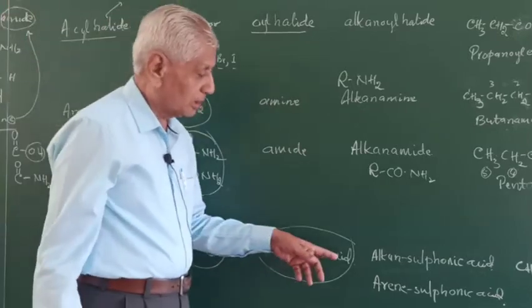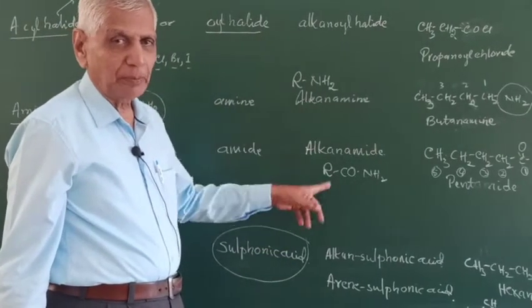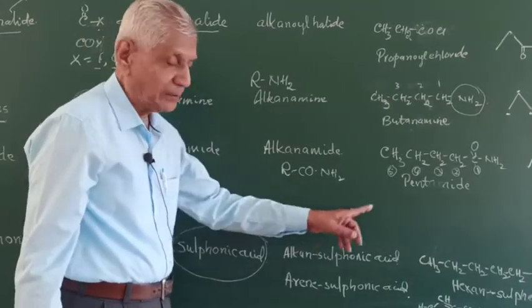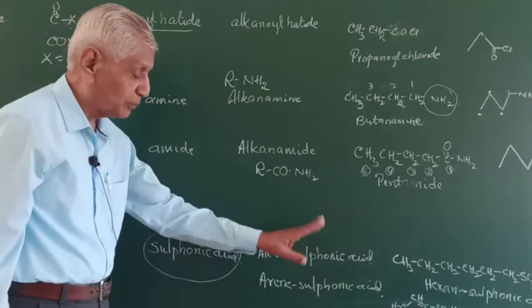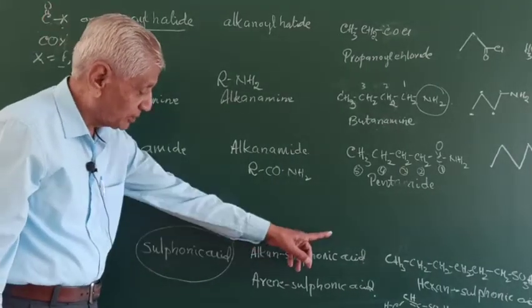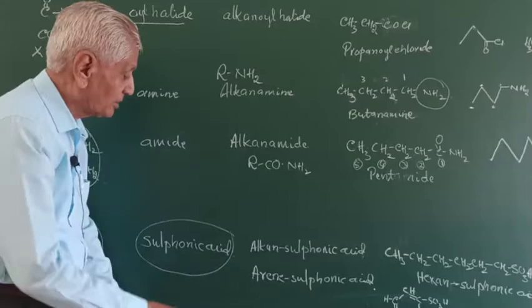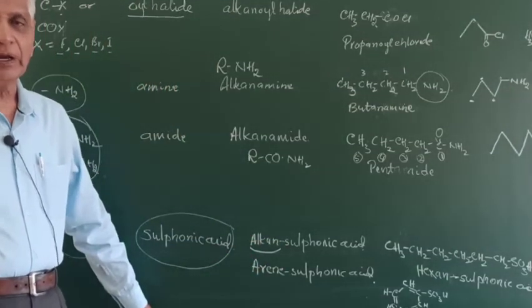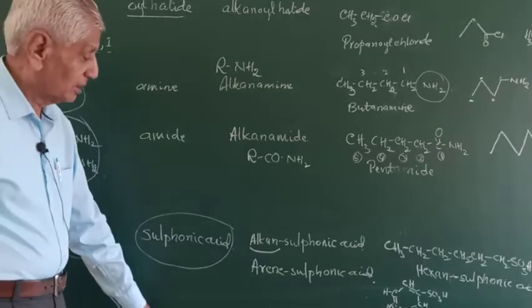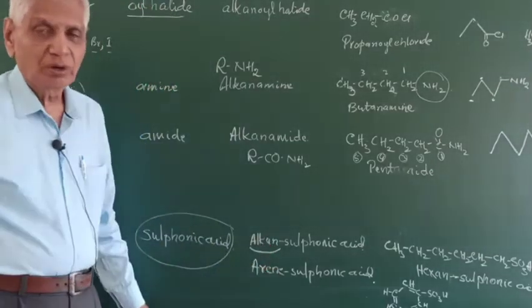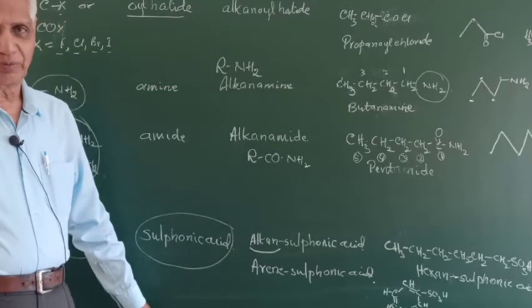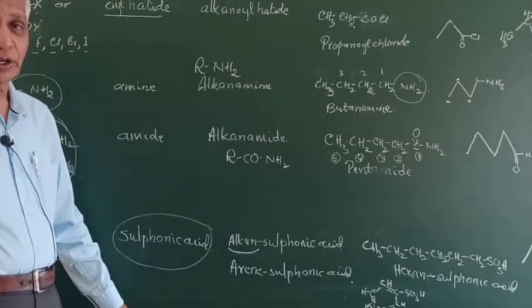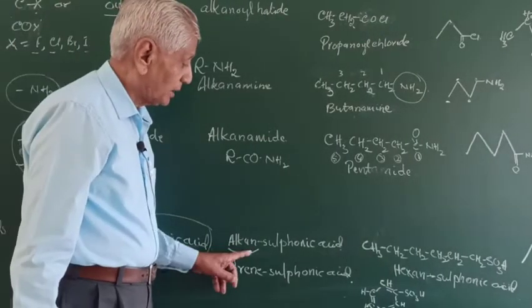Okay, now the IUPAC name of the compound containing SO3H. If it is an alkane, it is called alkane sulfonic acid. If it is an arene, it is called arene sulfonic acid. Alkane sulfonic acid means the compound contains a straight chain, ANE, single bond. Arene means aromatic compounds. You are studying this in the classification.